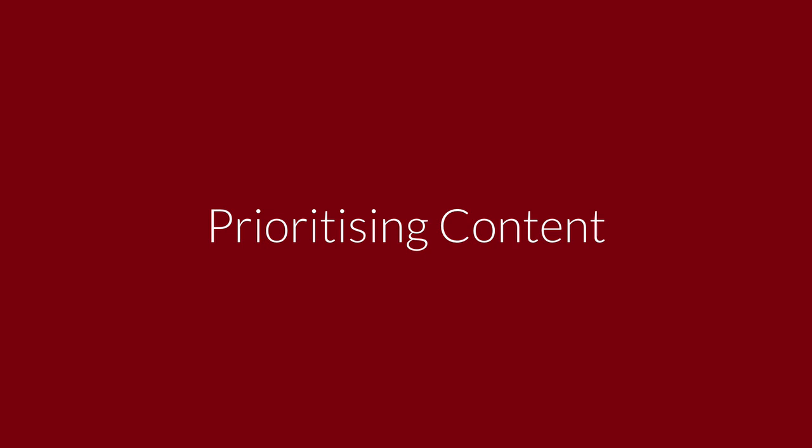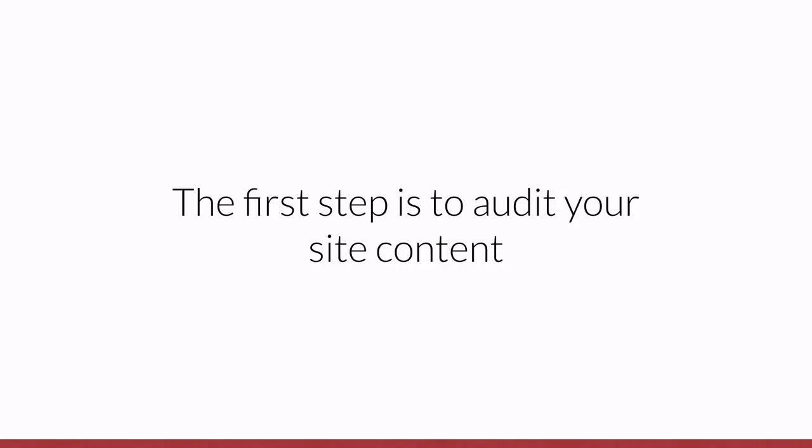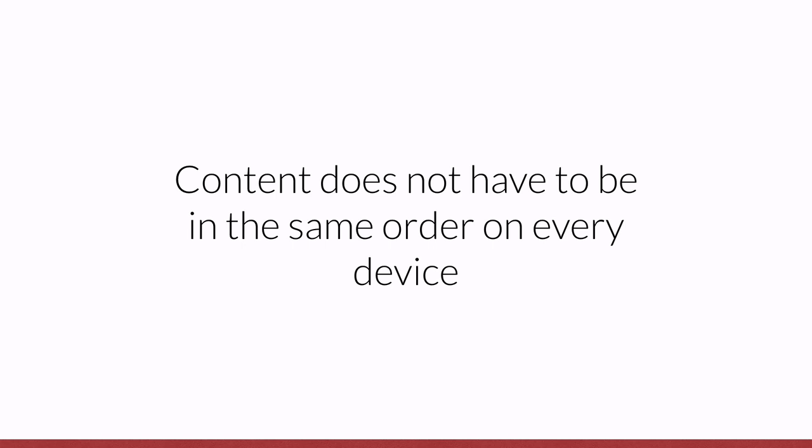The first way in which we ensure our content works responsively is to look at how we prioritize content based on the type of device. The first step to do this is to audit your content. So what you need to do is look at your content and work out the priority to your users when they visit your site. And content does not have to be in the same order on every device. So this audit should be carried out on a per device basis.